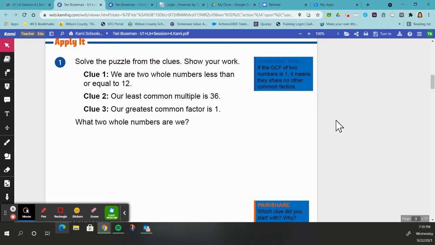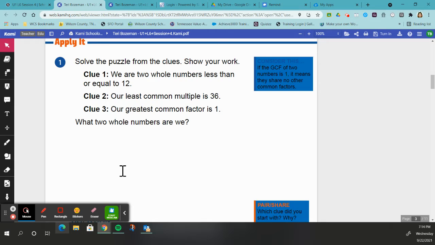Take a minute to think over those, pause the video, and try to answer this question on your own. It does give you a clue here. It says, consider this: if the greatest common factor of two numbers is 1, it means that they share no other common factors. So pause the video, take a look at this one, and see if you can solve it.